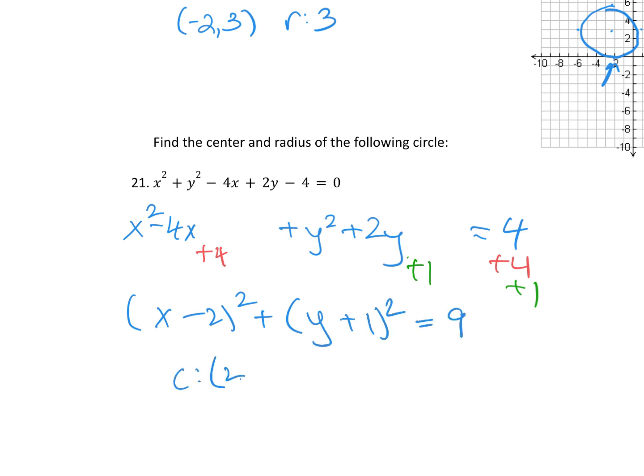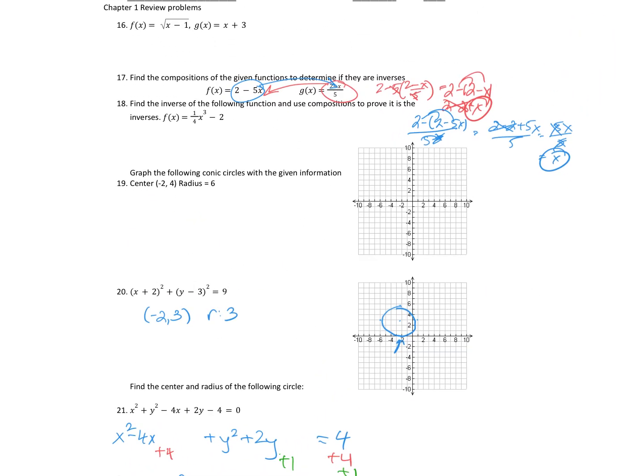So my center here would be 2, negative 1. Radius is 3. Okay, so I got to cover most of these types of problems.